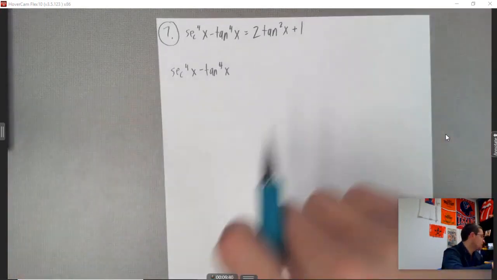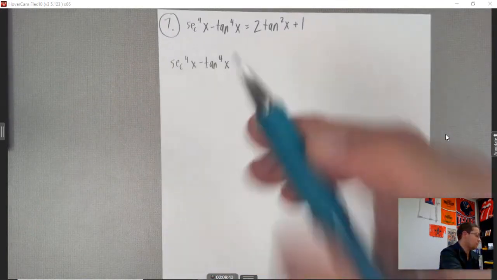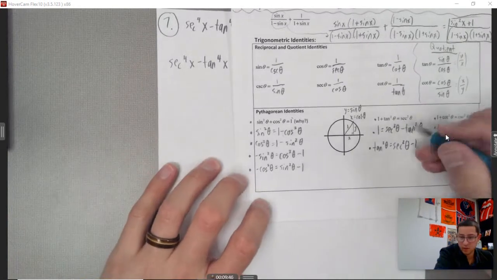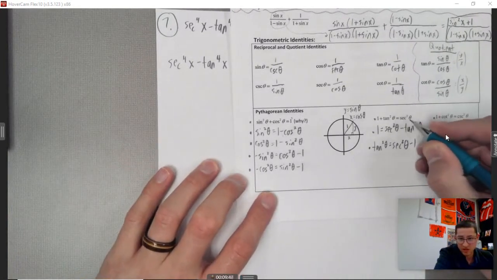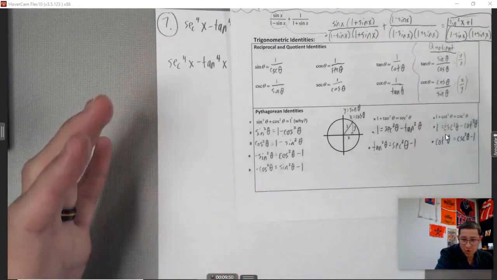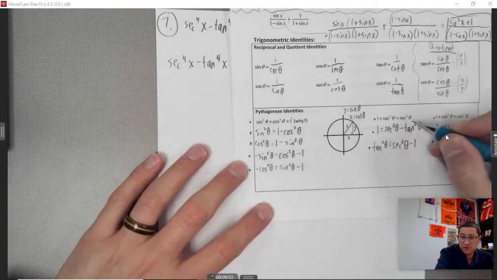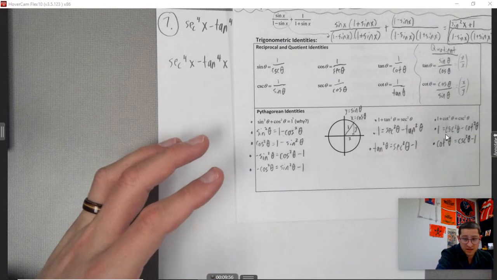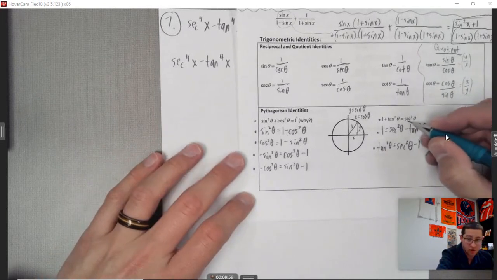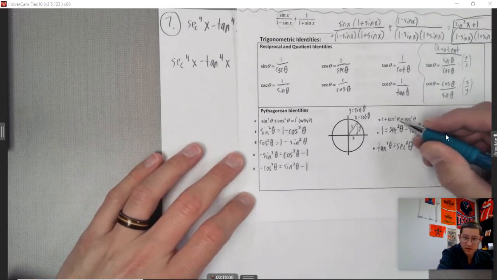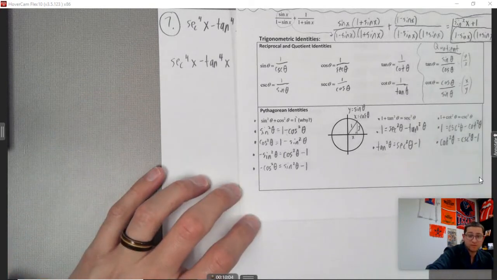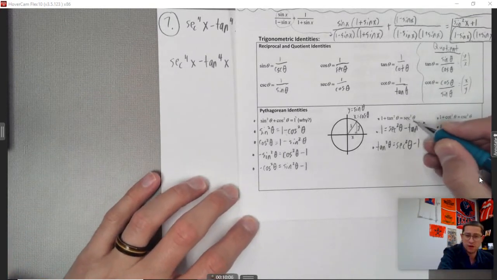Well, we see secant to the 4th power. We're probably more comfortable with working with secant squared, right? And if we noticed, secant squared, no coincidence here, is in the family with tangent in the Pythagorean identity. So if I can just convert that to secant squared, then I can replace it with some tangents. So that's our goal. But let's get it into secant squared first.